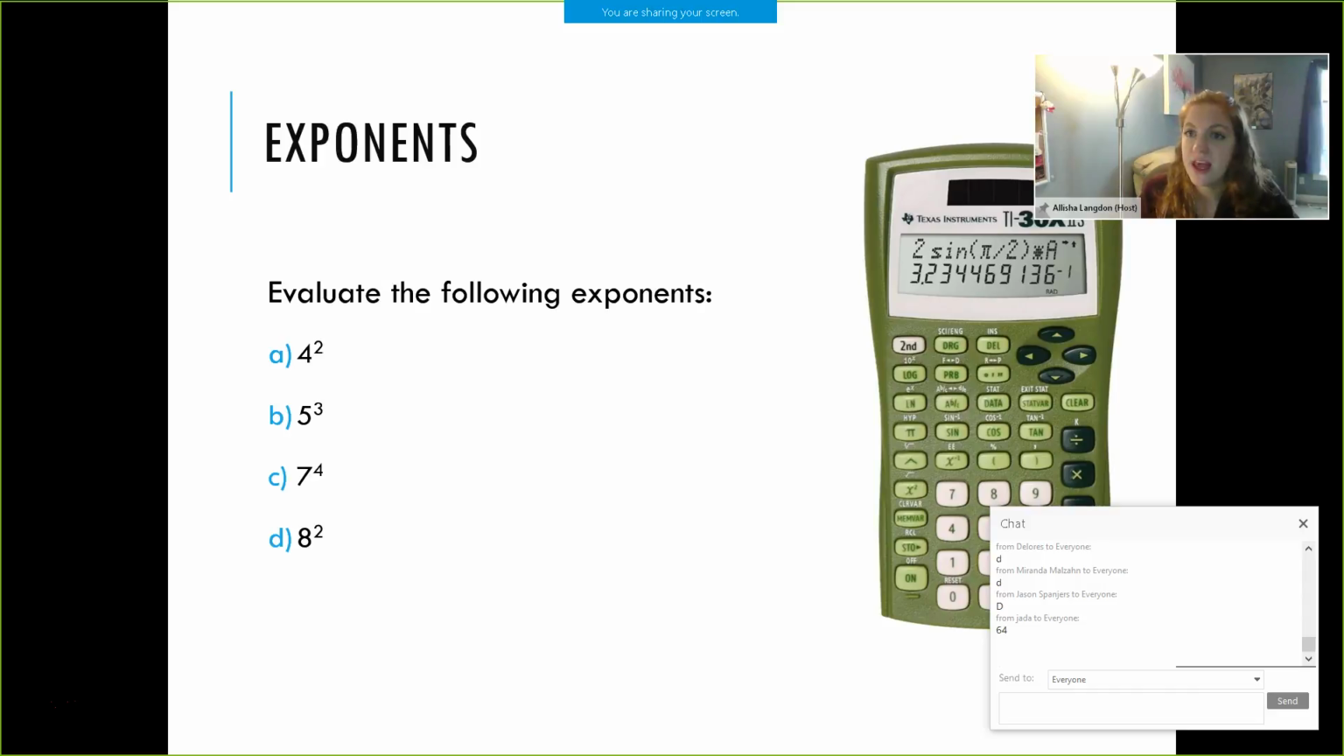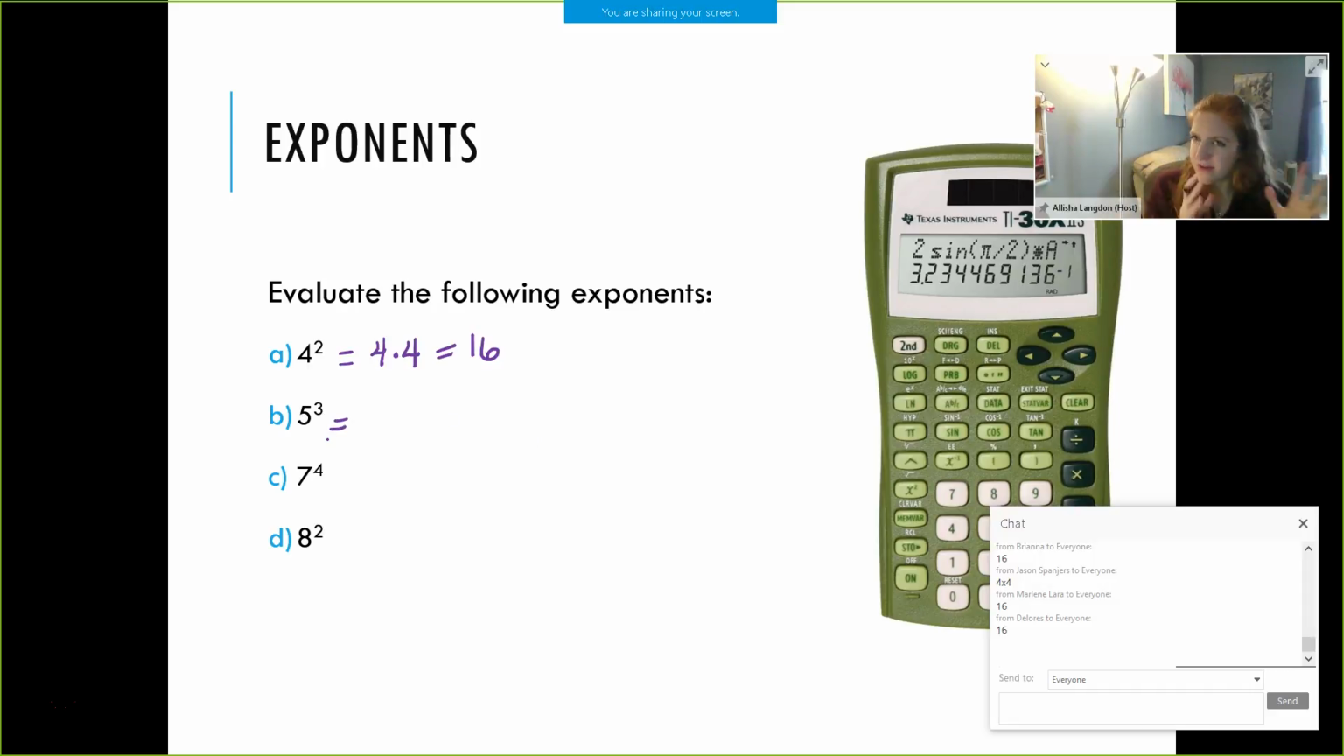So let's do a couple more practice problems to get used to the base and the exponent. Exactly, Jana. So we want to evaluate the following exponents. Here I have 4 squared. Does anybody know what the answer to 4 squared is? Very good. And you know what, Jason, I love that you wrote it out as 4 times 4. Because what we're doing here is taking the base, 4, and saying my exponent is 2, so I'm going to multiply it by itself twice, which, everybody is correct, is 16.